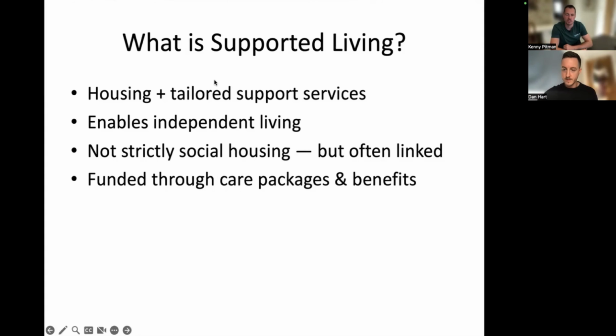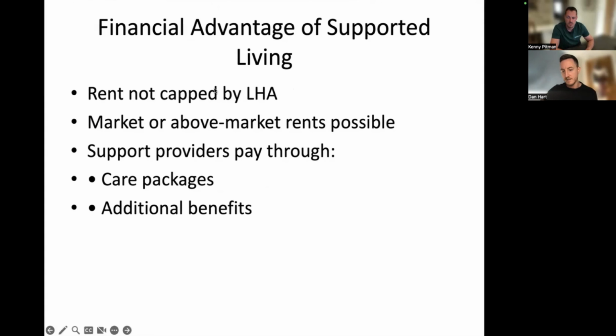What do you mean by service users? So a supported living company would lease your property, and then they would put in their service users, which are people with disabilities or mental health needs or things like that. These are the supported living company's tenants, if you will, the people that require the support. So it's not capped by the local housing allowance. Oftentimes they get what they call exempt rents, which can be market or above market rents. Above market rents are possible.